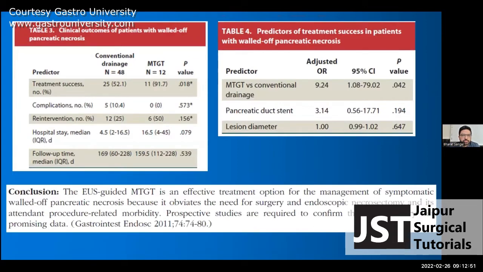This too showed... Sorry, students, you must appreciate how the treatment of pancreatic necrosis has evolved over a period of time, from surgery to less invasive approaches, including radiology first, and then now endoscopy. That is what you have to appreciate, how it has evolved.